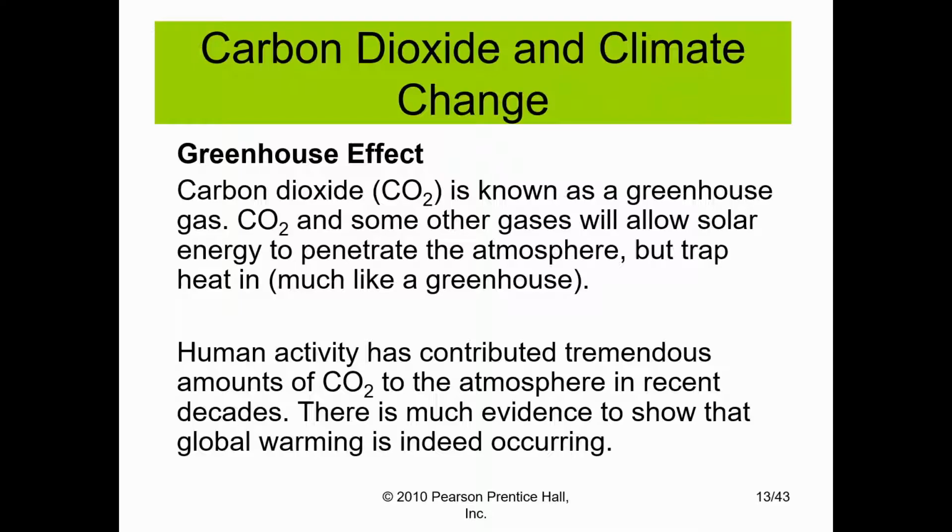Carbon dioxide is one of many greenhouse gases. Greenhouse gases have the ability to allow solar energy to penetrate the atmosphere but trap the heat in. The higher the concentration of greenhouse gases in the atmosphere, the more heat that's trapped into the Earth's atmosphere from the sun. Over the last few hundred years, with the Industrial Revolution and the burning of coal on a large level, human activity has contributed tremendous amounts to increasing the amount of carbon dioxide in the atmosphere.